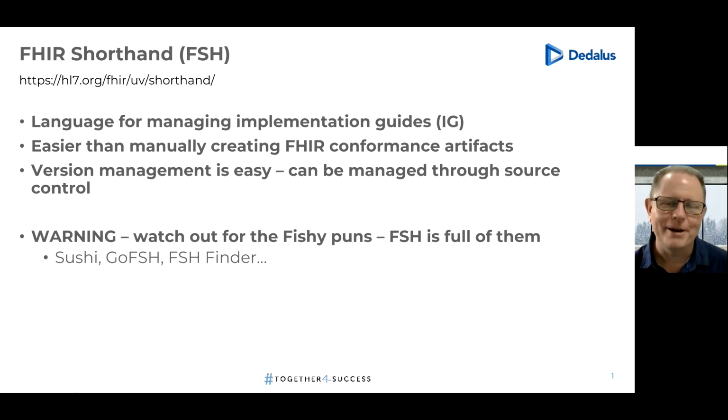So a warning: like most of FHIR, there's a plethora of FHIR-related puns. There's also a plethora of FSH, or FHIR Shorthand, puns. SUSHI is the compiler, which will take your FSH code and turn it into the artifacts ready for the publisher. GoFSH takes an existing implementation guide and creates the FSH code from it. So yeah, lots of puns to look out for.